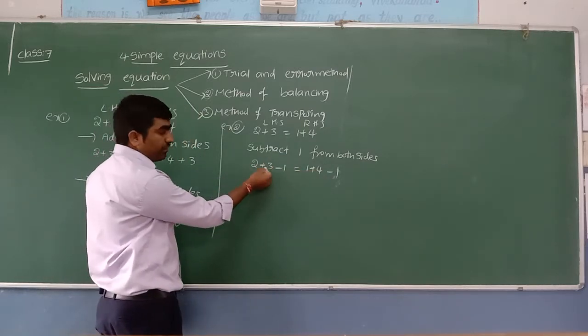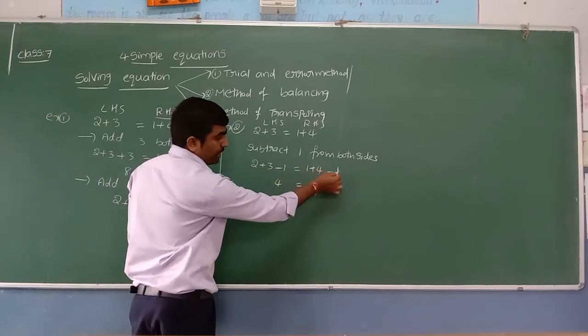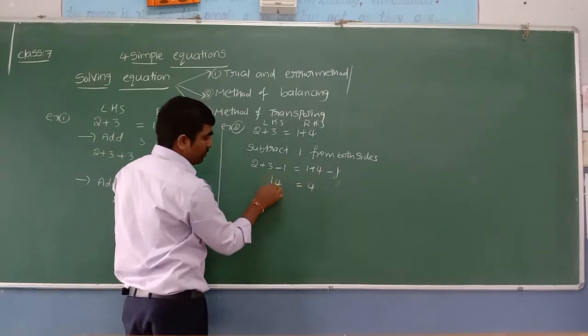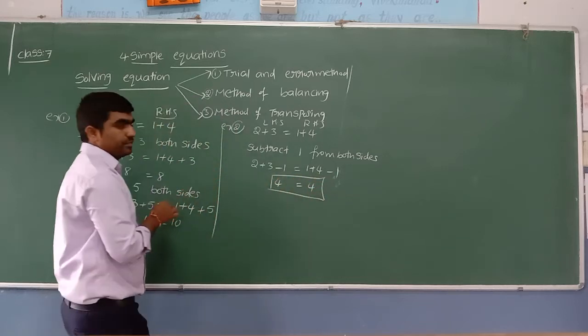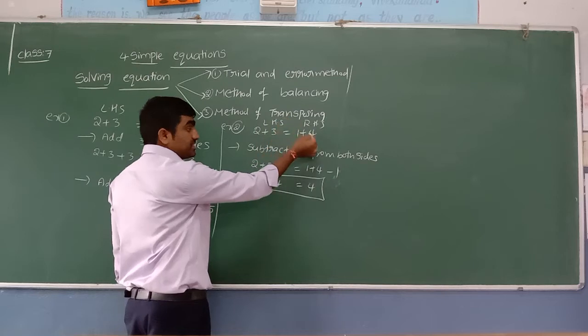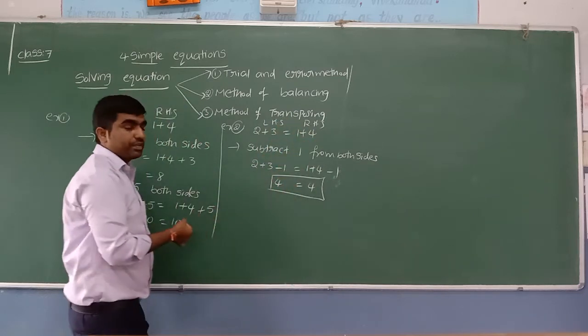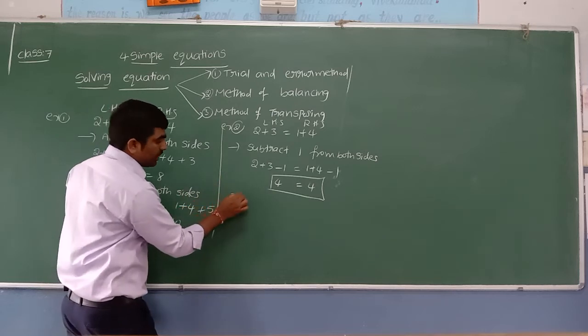2 plus 3, 5, 5 minus 1, 4. 1 plus 4, 5, 5 minus 1, 4. Yes, both the results are equal. By subtracting the same number from both LHS and RHS, we observed that their results are also equal. Let us go with another number.